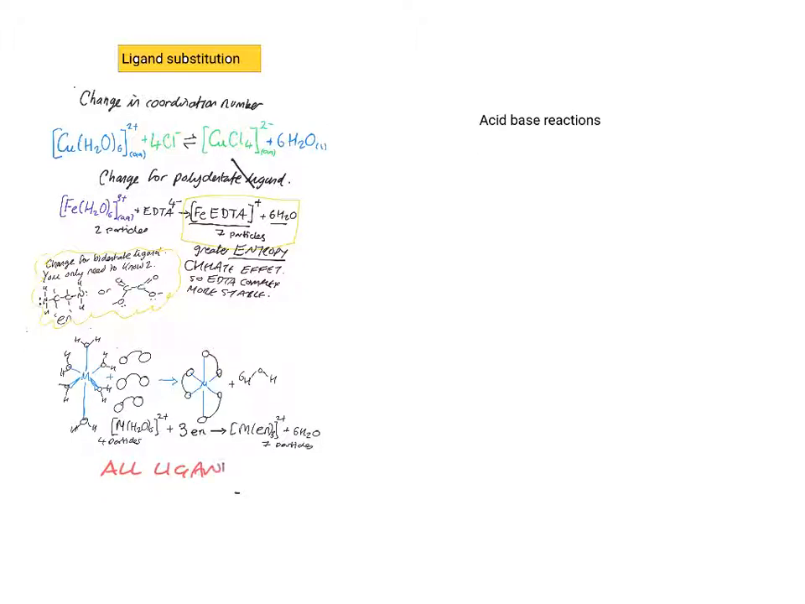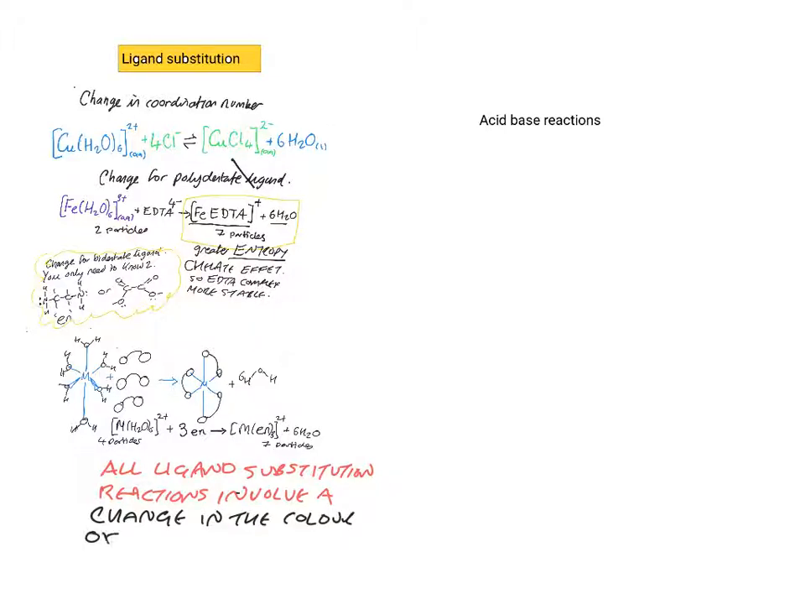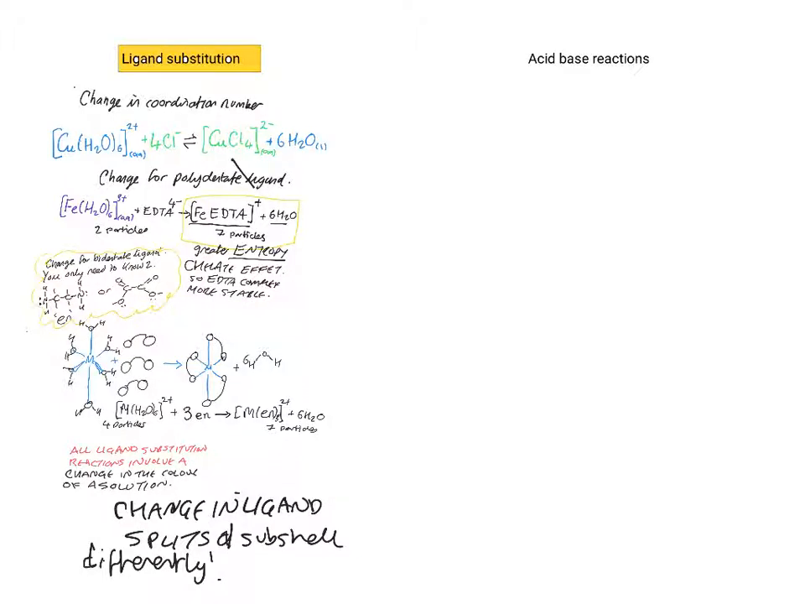Now, all ligand substitution reactions have a change in colour. There is no precipitate. It's a change in colour because, remember, when you change the ligand or the coordination number, you affect the splitting of the d subshell. So these will in effect change the colour of the solution. Unless the overall complex has no charge, it will not precipitate.